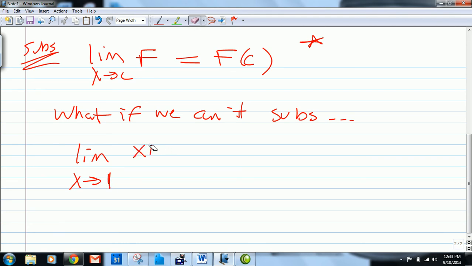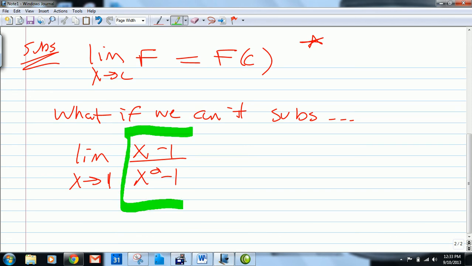Nope. Oh, sorry. And here's what I want. Yeah, that's what I want. And so what kind of function is this? Yeah, good. It's called a rational function. We have a first-degree polynomial, a linear, on top of a quadratic, a second-degree polynomial.